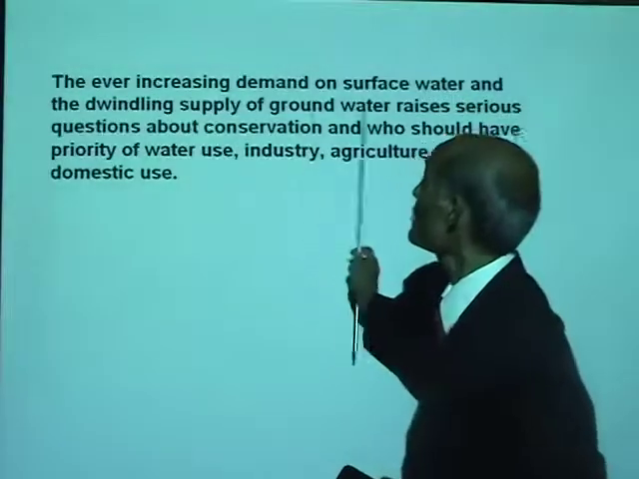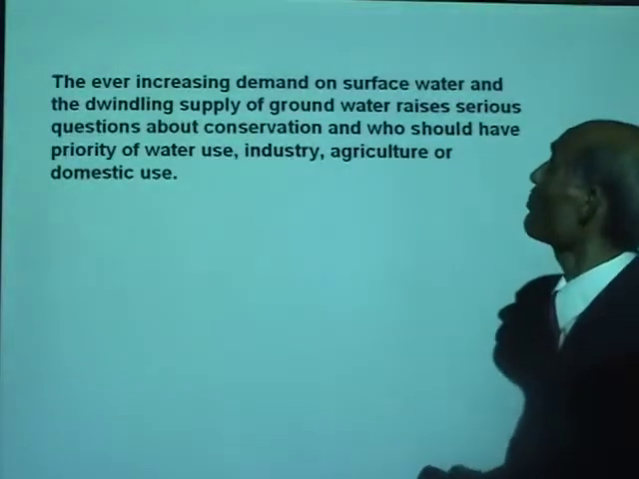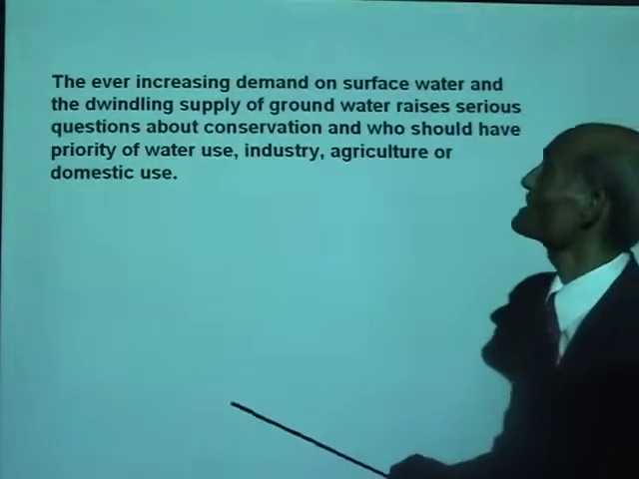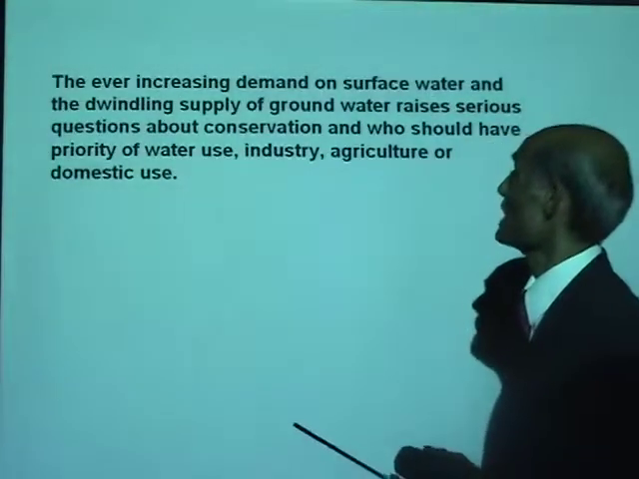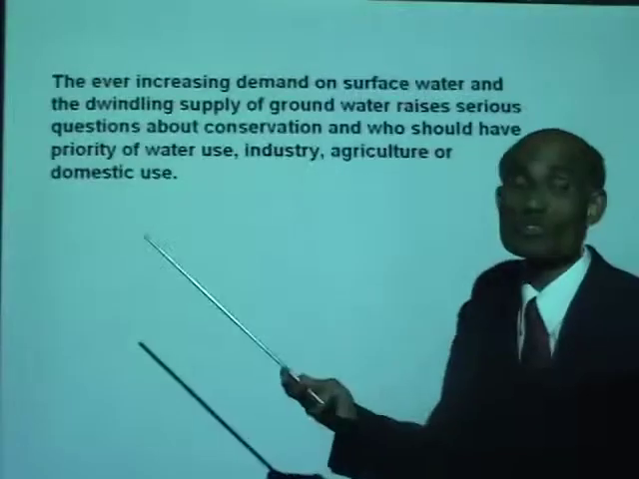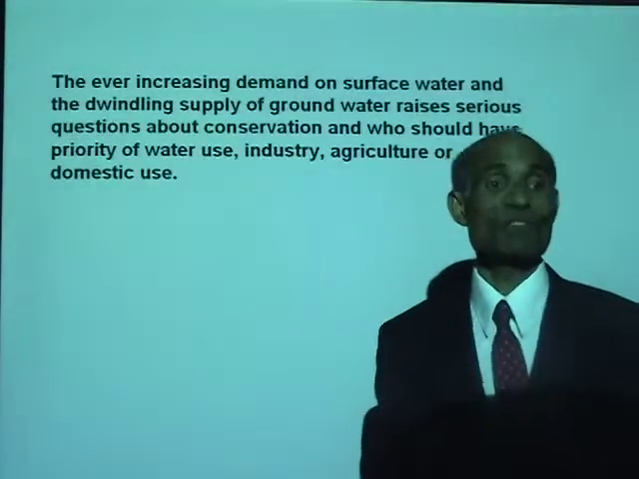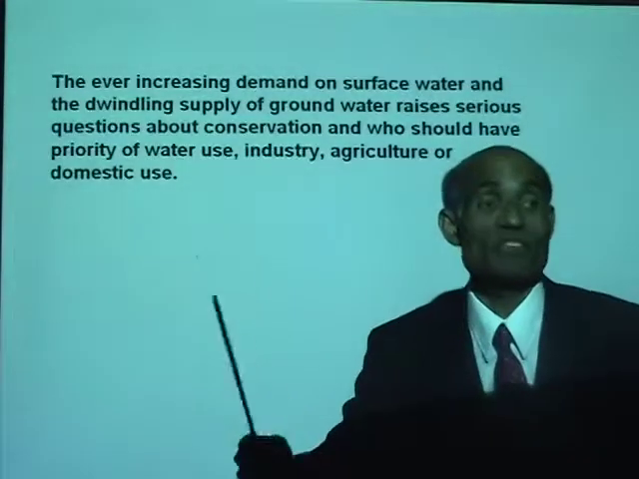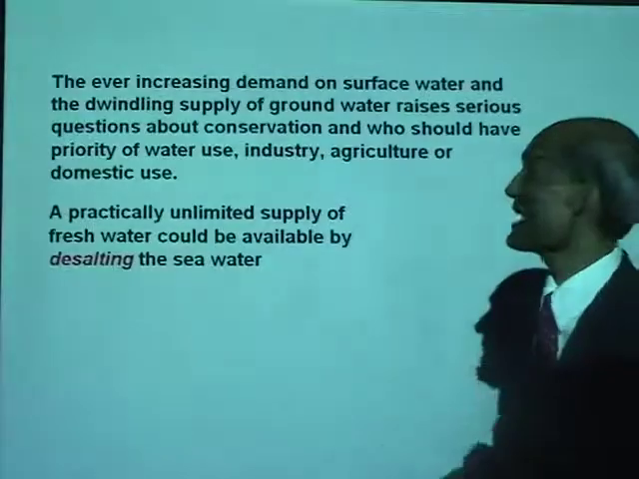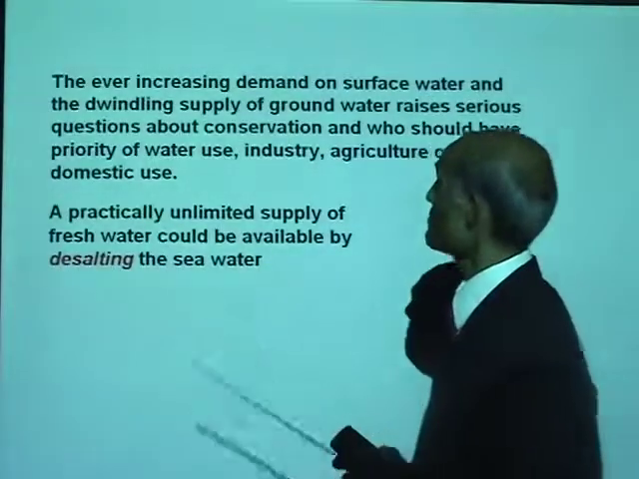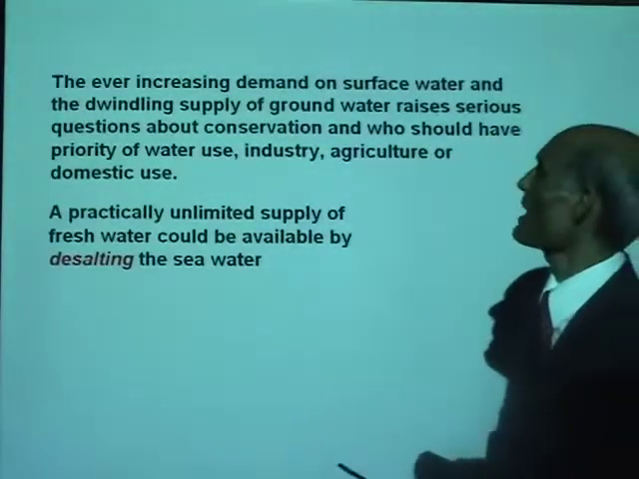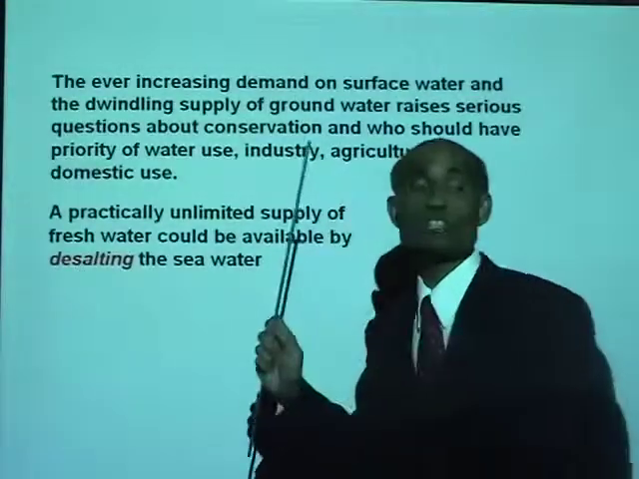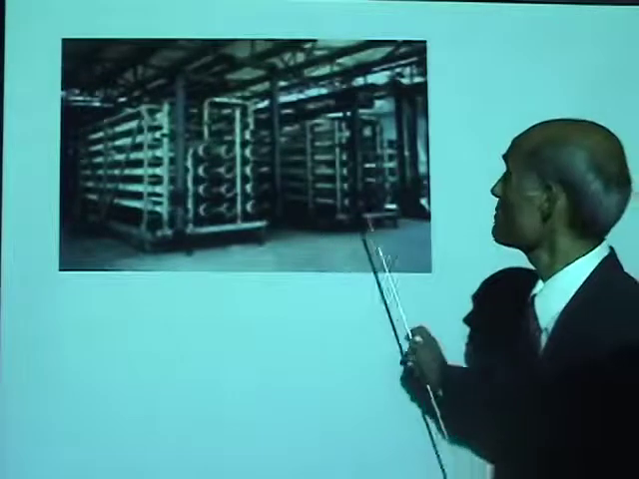Now, the ever-increasing demand on the surface water and the dwindling supply of groundwater raises serious questions about conservation and who should have priority of water use: industry, agriculture, or domestic use. These are questions we need to answer as we go on. Now, a practically unlimited supply of fresh water could be available by desalting seawater. It's a very expensive process.